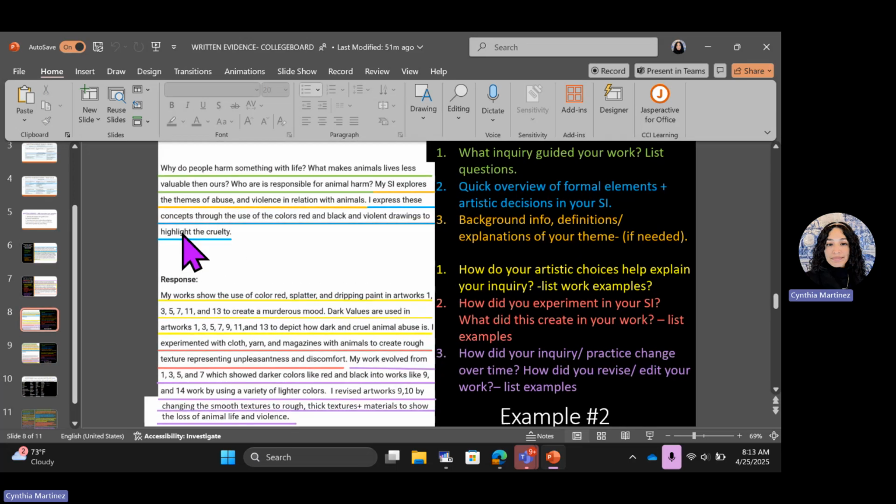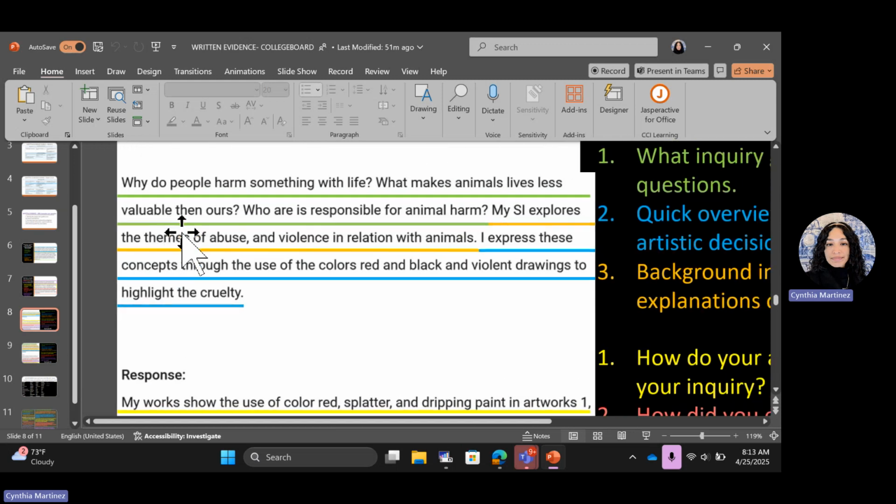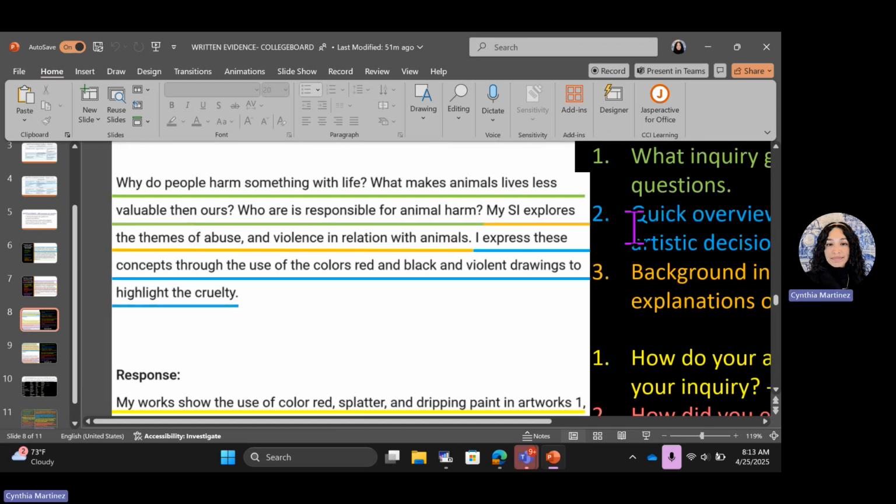Again, this one was my student and they received a 4. We're going to look at number 2, so that's the blue and it's color coded right here. So they wrote, I express the concepts, what concepts? The concept of abuse and violence, animal violence, through the use of the colors red and black and violent drawings to highlight the cruelty. So what was their artistic choice, or what was the cause?